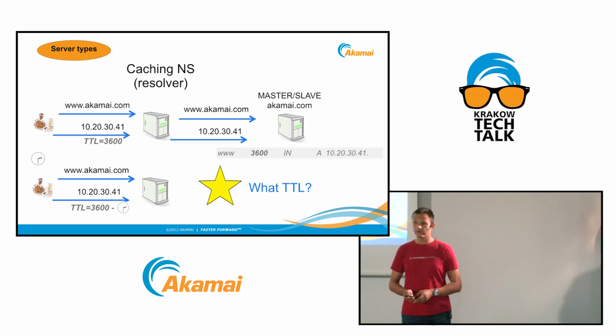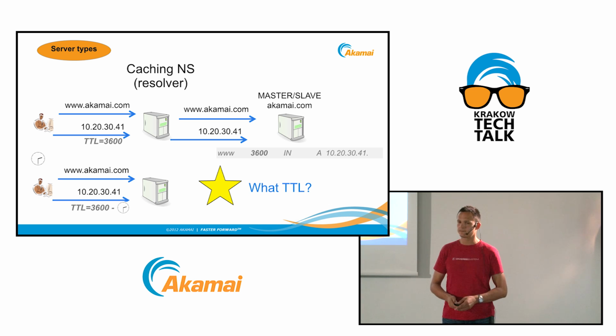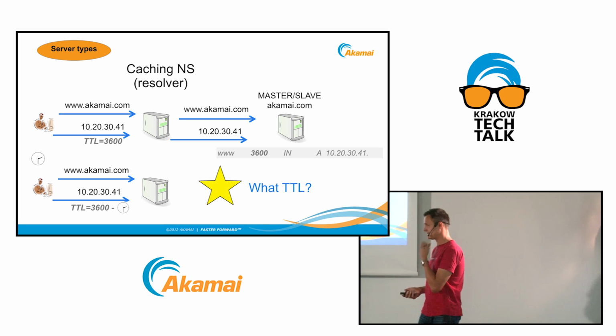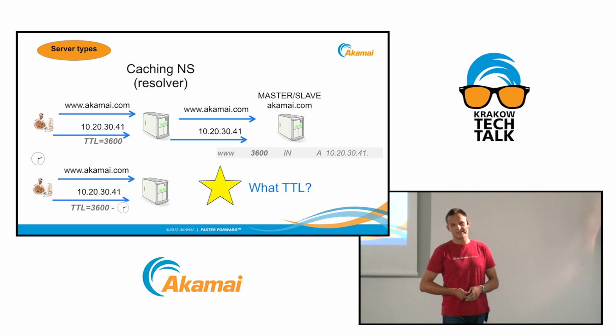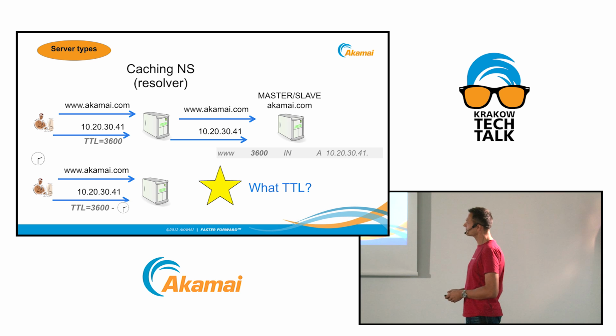Now, for how long is the record valid here? What's the time to live that is returned to the end user in the second request? Is it also 1 hour? Well, it depends. It's 1 hour minus the time elapsed between two subsequent requests. So just to recap, the caching name server, also called a resolver, caches whatever is necessary, taking into consideration the time to live for the record.